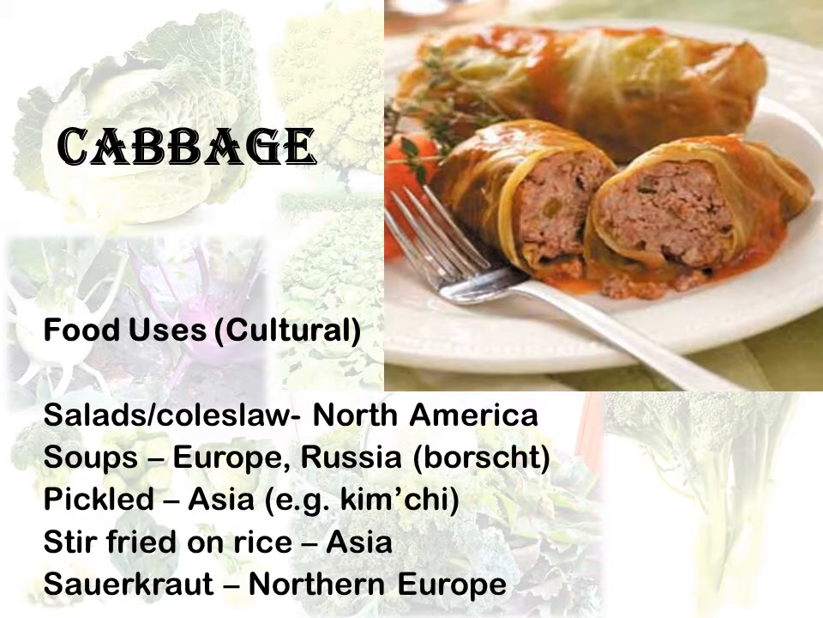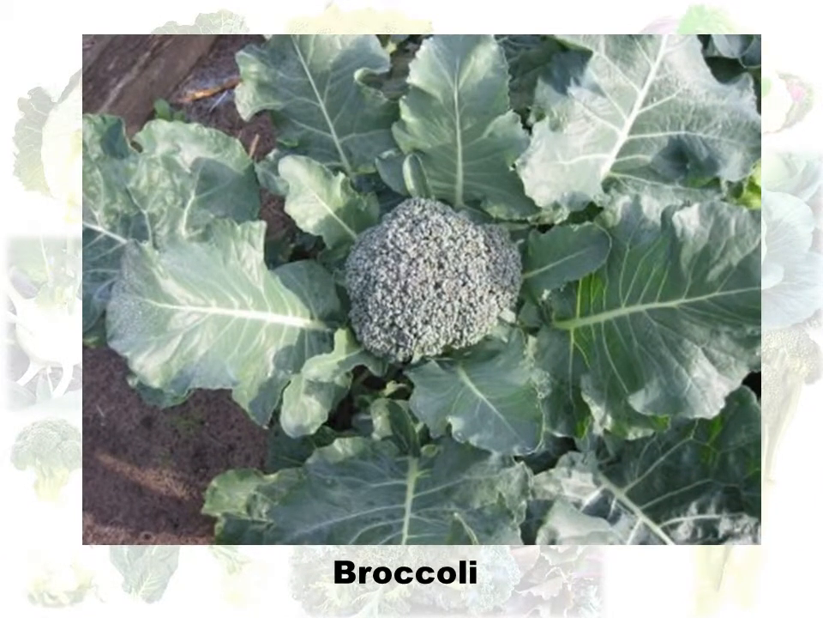Then uses. Where is cabbage used? It is usually used in salads, soups, and pickles. It also depends on the country; some countries use it for different purposes. And now come to broccoli. So see, this is the broccoli.